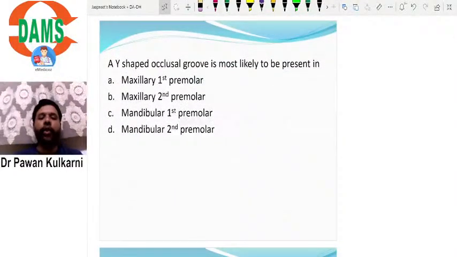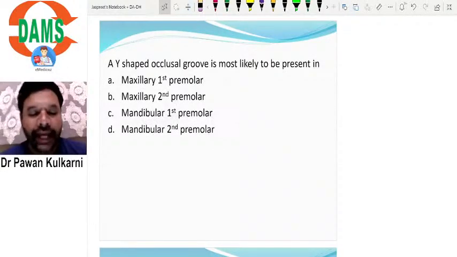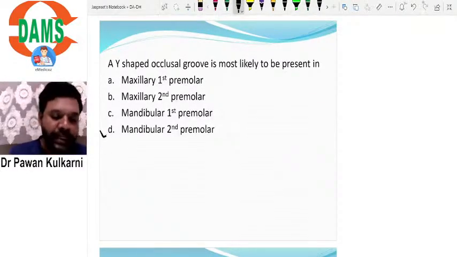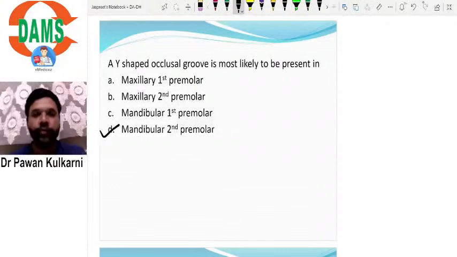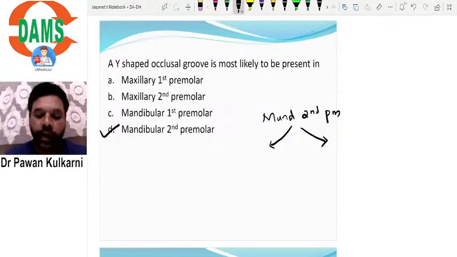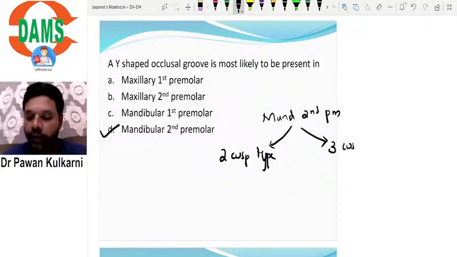A Y-shaped occlusal groove is most likely to be present in which premolar? The mandibular second premolar will have a Y-shaped groove. We should remember that the mandibular second premolar is one particular tooth which can be of two types. It can be a 2 cusp type or it can be a 3 cusp type.